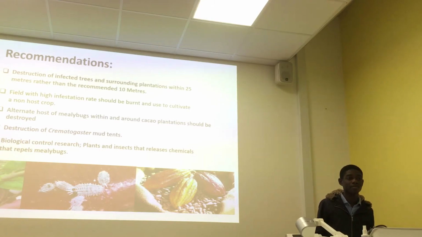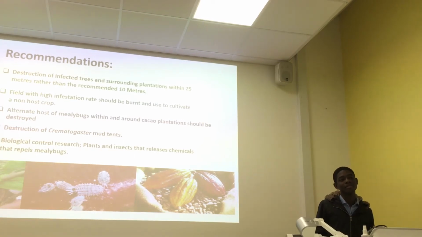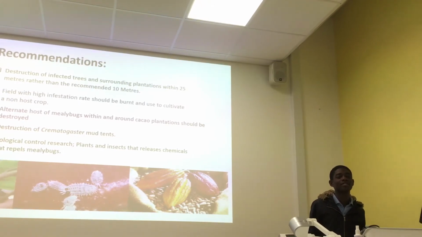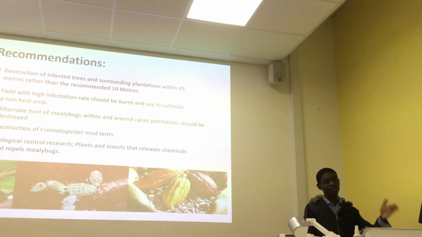All right, I have a question. You said fields with high infestation rate should be burnt and cultivated with alternate plants that do not host the Crematogaster or mealybugs. Yeah. Have you considered the environmental pollution that might cause? If you recommend burning of the whole field for plantation farming, is that a sustainable practice? Well, if you look at the rate at which this group of viruses proliferate, I think this is part of my recommendations anyway, not according to literature.